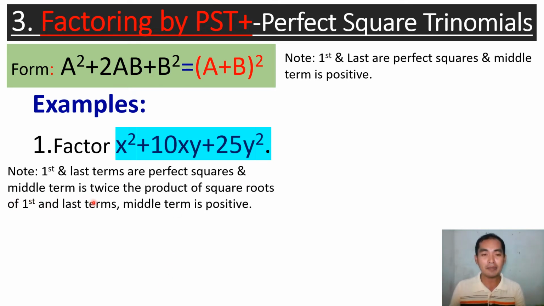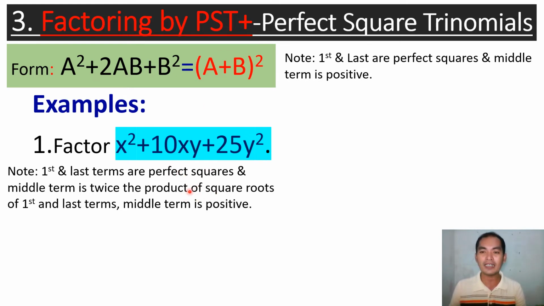Is the middle term twice the product of the square root of the first and the last term? What do you mean by that? Get the square root of the first term, which is x. Square root of the last term is 5y. I-multiply yun. 5y times x is 5xy. Then twice times 2, that's 10xy. Is that the middle term? Yes. Therefore, we can factor it by PST plus.